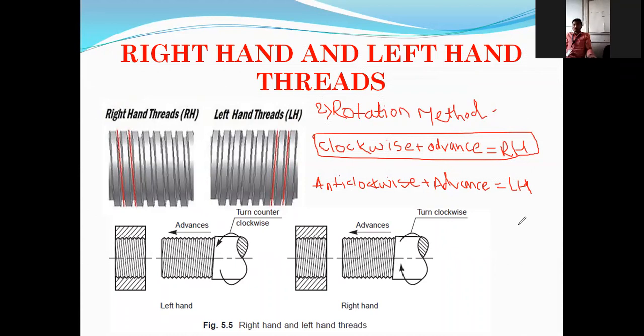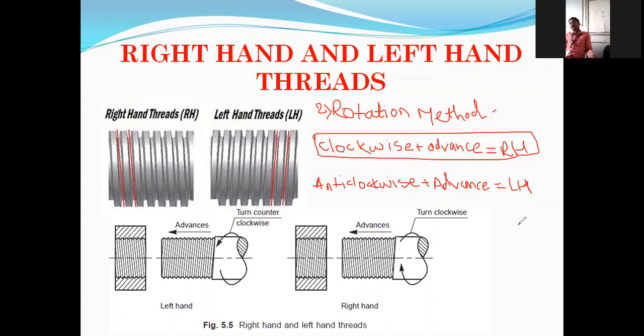So, just a recap of this concept. Right hand and left hand threads we have seen. How many types of threads are there? Two. Which are they? Right hand and left hand threads. How many methods are there to identify the types of thread? Two. Which are they? Observation method and rotation method. Very good. Observation or visualization method.